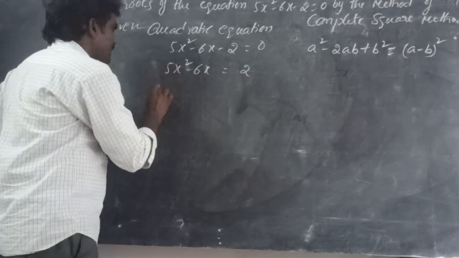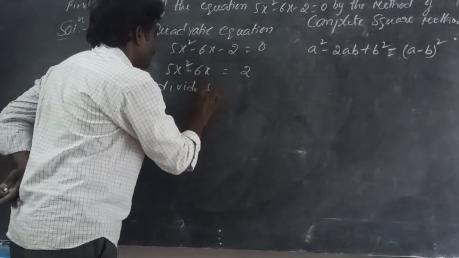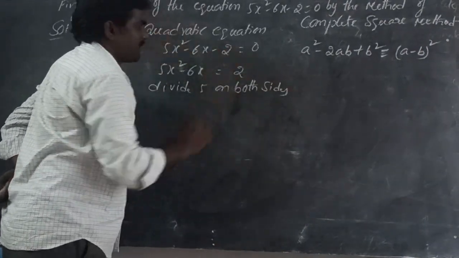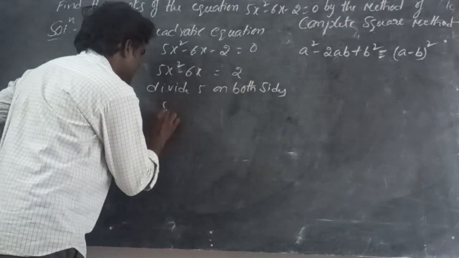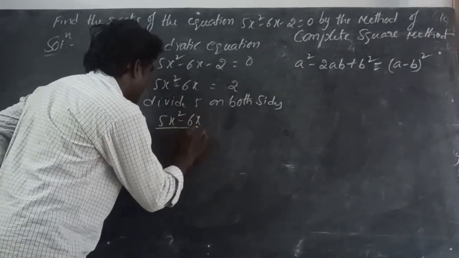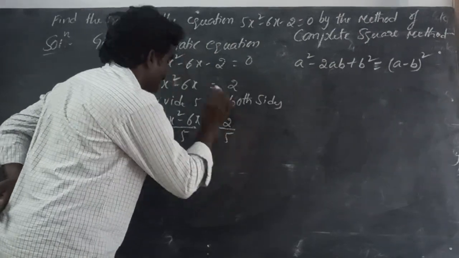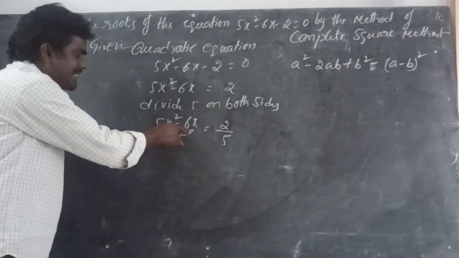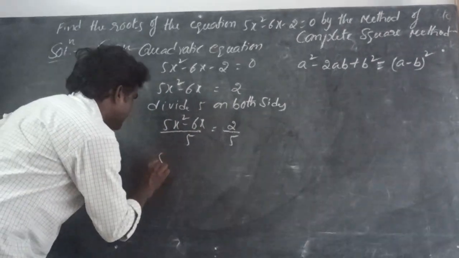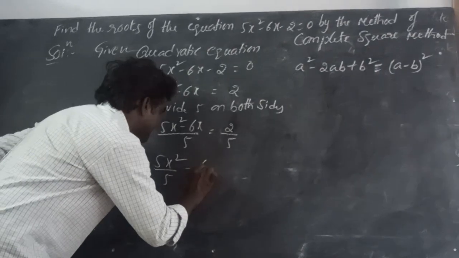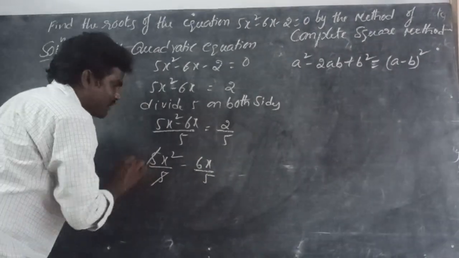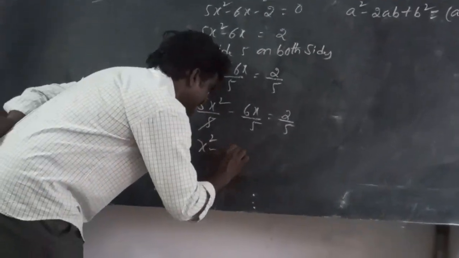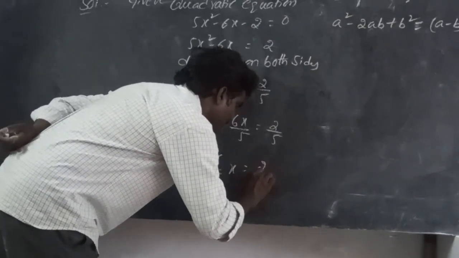Okay, next divide 5 on both sides. Divide 5 on both sides. That is 5x square minus 6x by 5 is equal to 2 by 5. For these two terms, what is the common denominator? 5. You can write as separate denominators. That is 5x square by 5 minus 6x by 5 is equal to 2 by 5. So here x square minus 6 by 5 x is equal to 2 by 5.